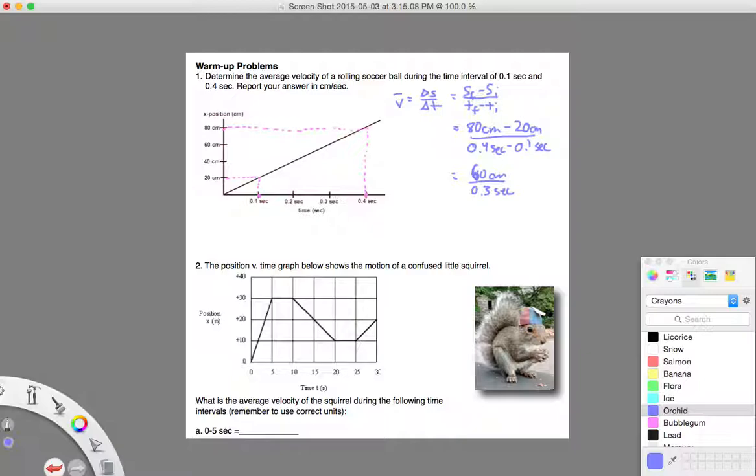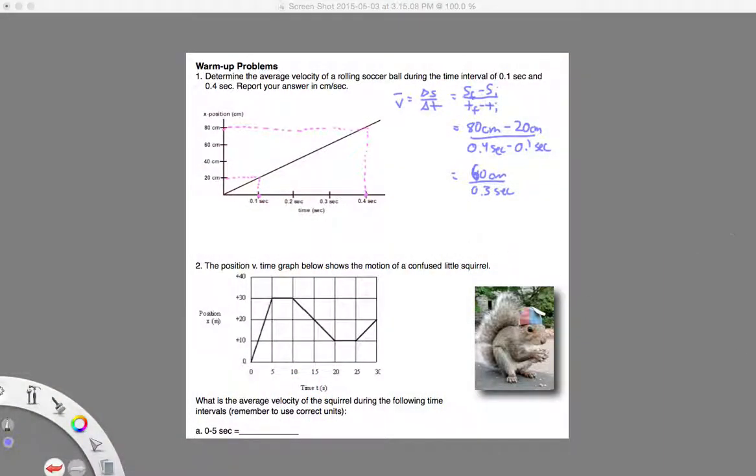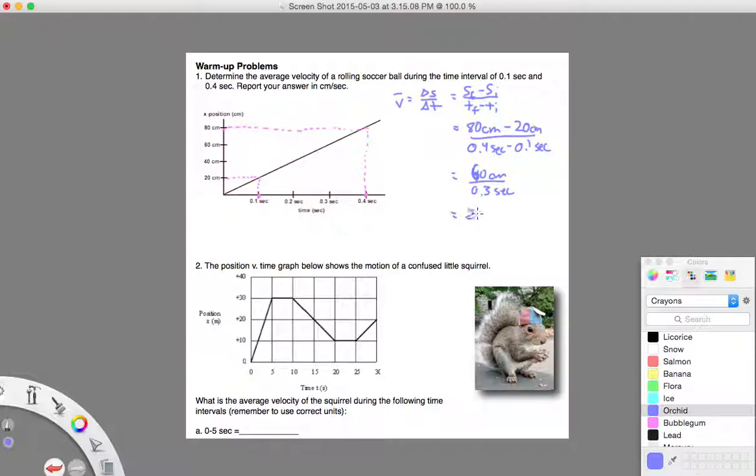Now I'm going to use a calculator here just because I am not trusting my mental math right now. It's going to be 60 divided by 0.3 equals 200. Great. So our final answer here is 200 centimeters per second. And we're not going to worry about this crazy thing I'm going to describe later called sig figs, or significant figures. We're going to talk about that soon. Don't worry. You'll love it. So our final answer is 200 centimeters per second.